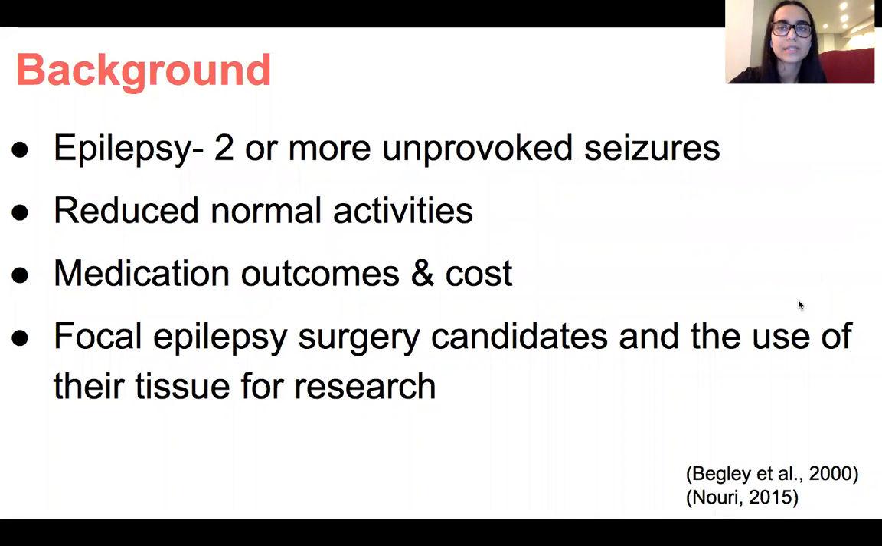To get started, epilepsy is defined as 2 or more unprovoked seizures. This disorder affects about 1.2% of the US population, which is about 4 million people. Normal activities such as driving, swimming, and cooking all have to be restricted in order to ensure the patient's safety. Even though there's a lot of medications available to epileptic patients, about 40% of these patients cannot be controlled with the current medications, and they can become quite expensive and hard to afford by families.